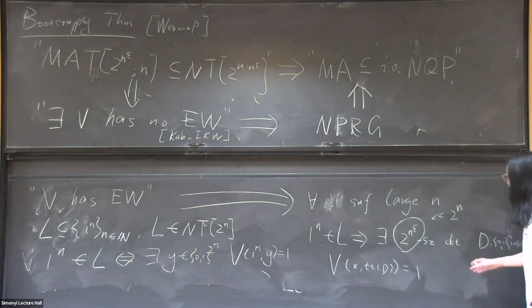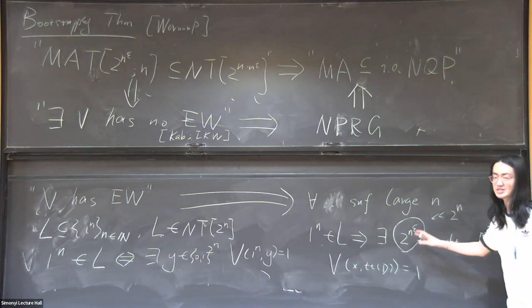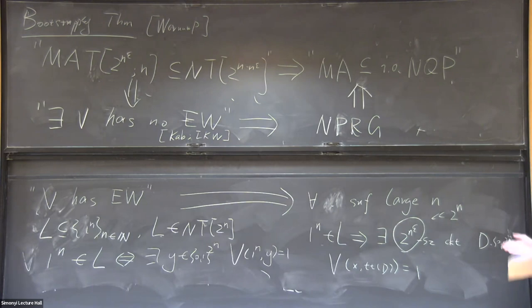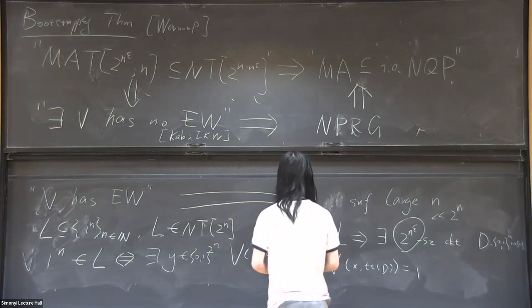So this is like a D that only takes 2 to the n to the epsilon bits to describe, right? So yes, we are saying that if V has an easy witness, then it has some witness which has a succinct representation in terms of a small circuit. Yes. Okay, so this is "V has easy witness."